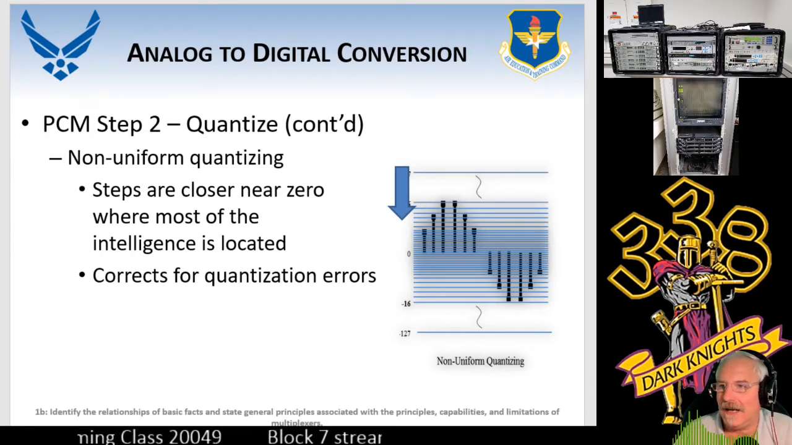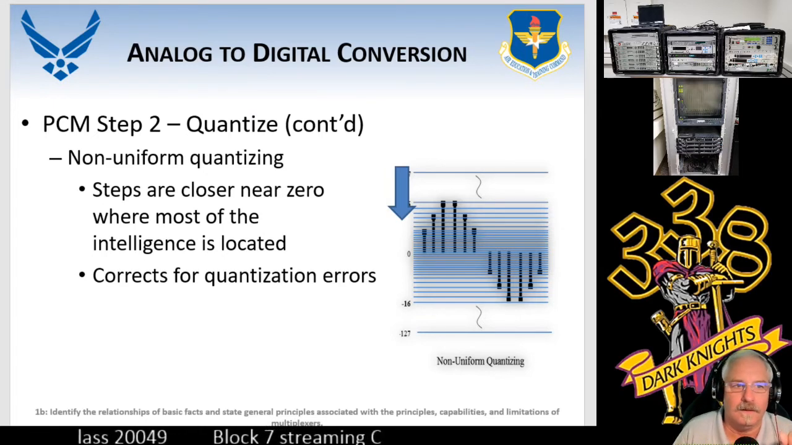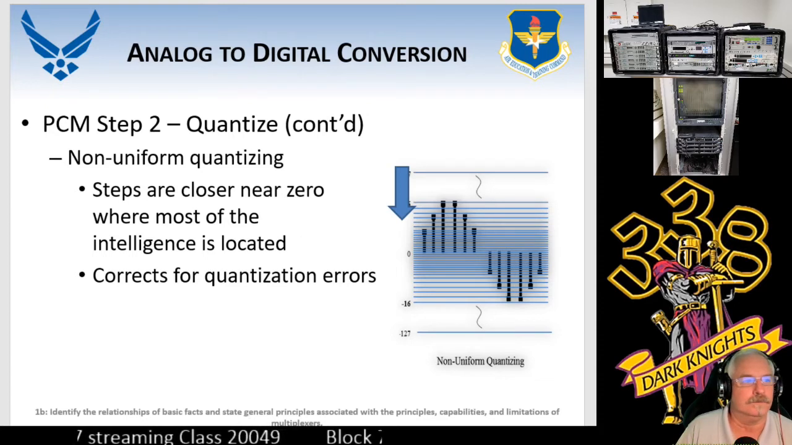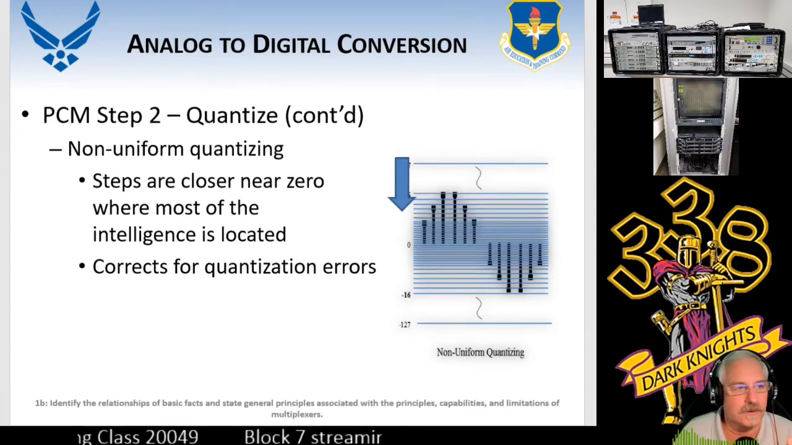But in his case, he started pushing the lines together. That way, most of the voices will fit in an area where it will hit the lines. What happens is it corrects for most of these quantization errors, so you get a clearer signal. So you don't hear a garbled mess, unless there's a lot of noise on it.